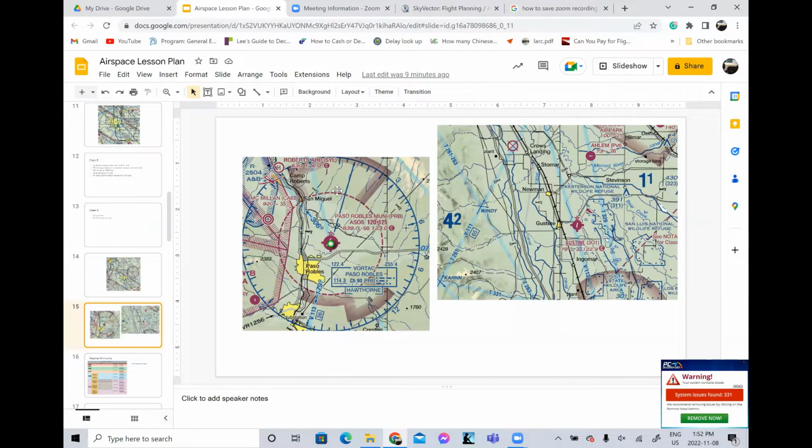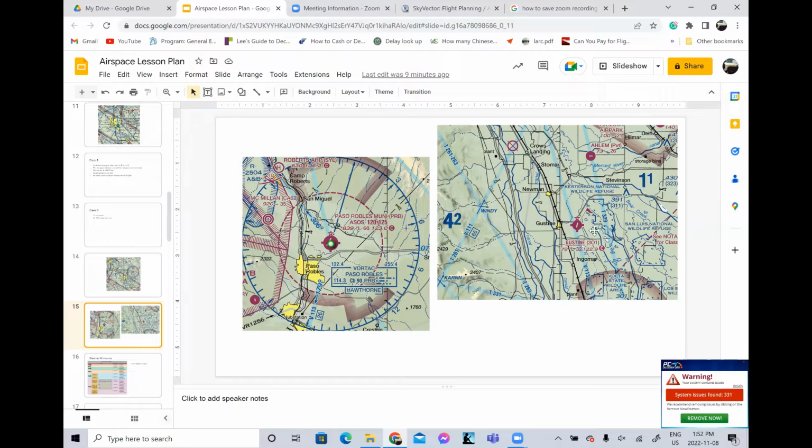Now the next one is you'll notice that there's this magenta dashed line. What this means is that controlled airspace begins at the surface. So class Echo starts at the surface. So there is no class Golf here.